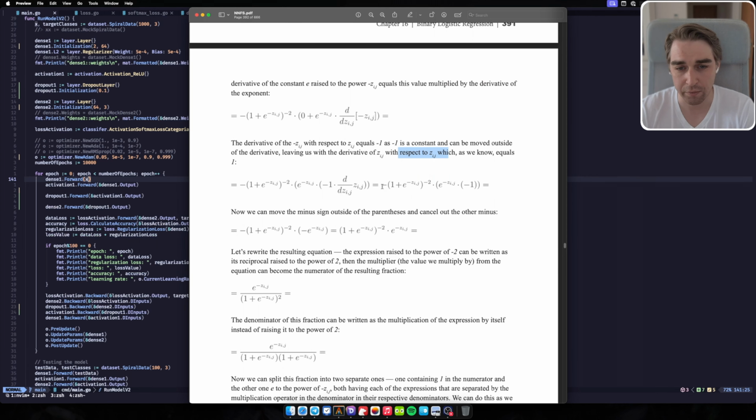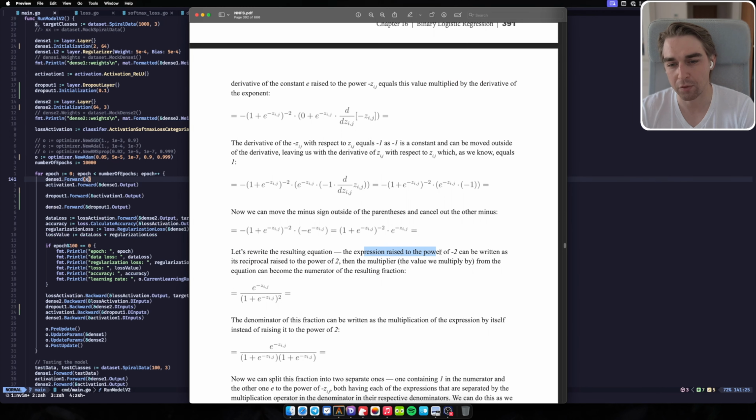This is what we get. So we have the minus, then we have the value from the first derivative, then we have the exponent itself as the second one, and then we have minus from the last one. Now we can move the minus sign outside of the parentheses and cancel out the other minus. So this is what we have. But I think we can open the parentheses. No. Let's write the resulting equation.